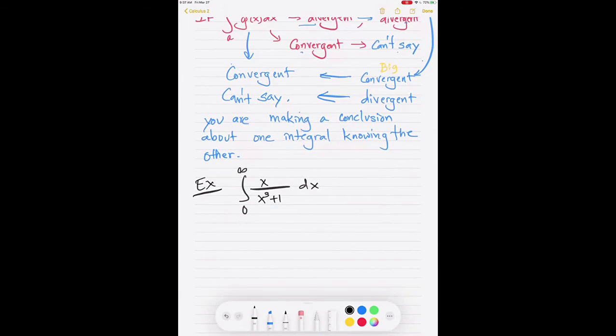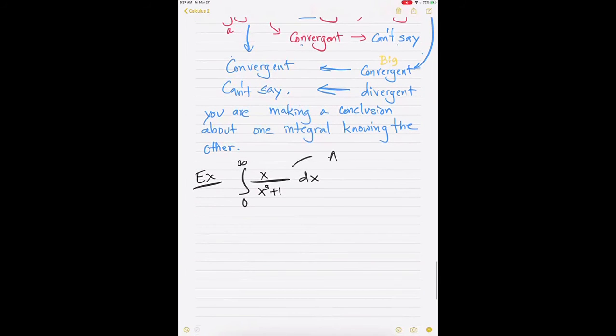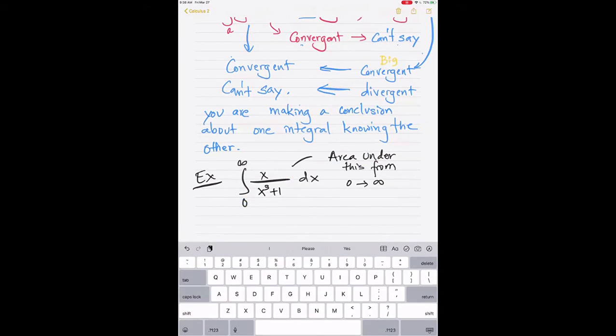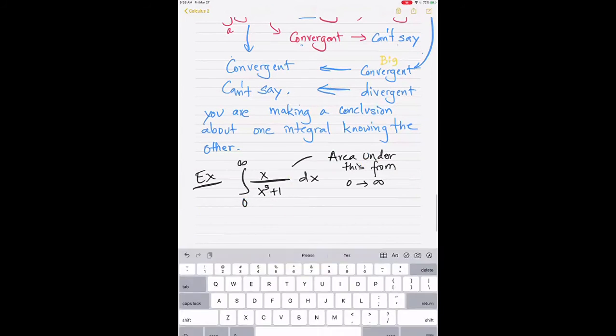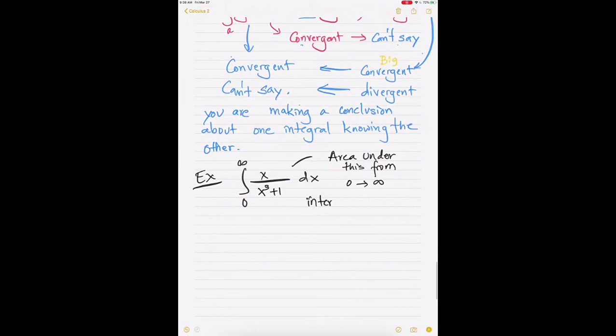So I don't know what this looks like, but you are saying area under this curve from 0 to infinity. But it looks like this graph will go from 0, because at x equals 0 it's going to take the value 0, and then it's going to be all positive. So I'm just saying, because x is between 0 and infinity, this is always positive.